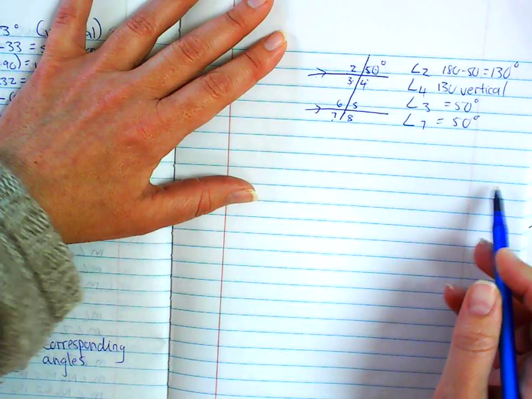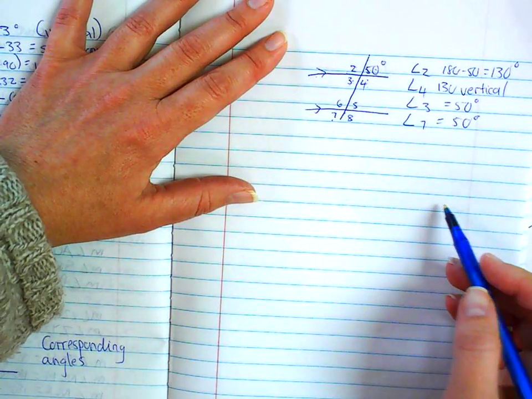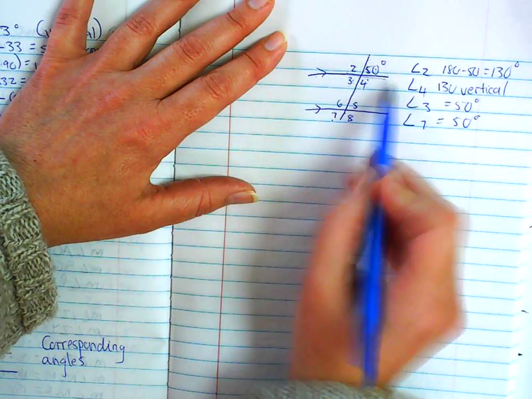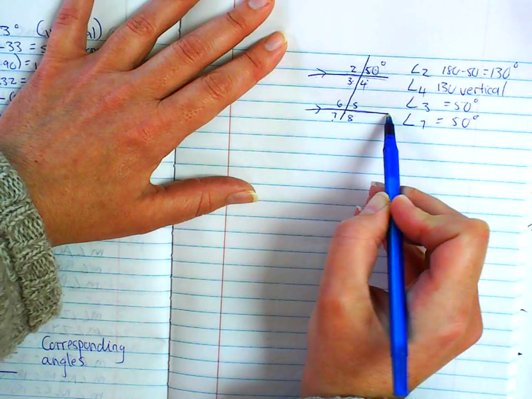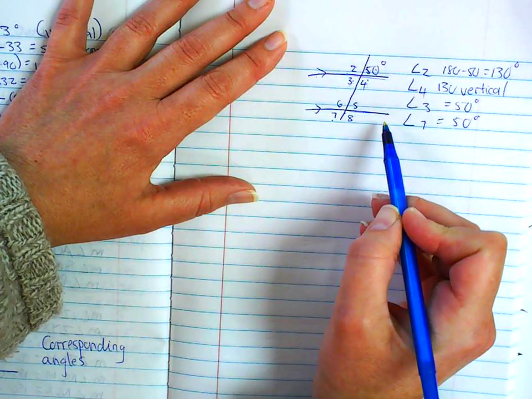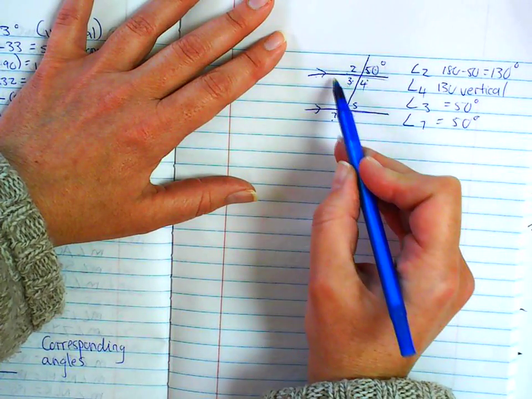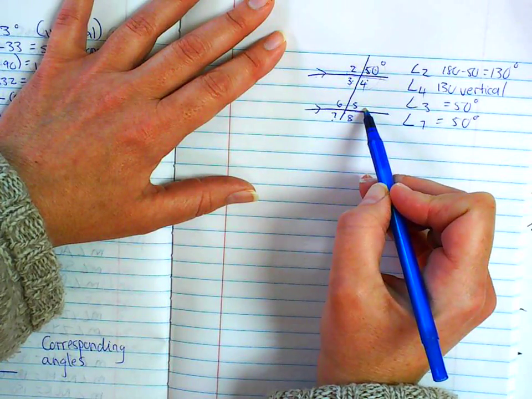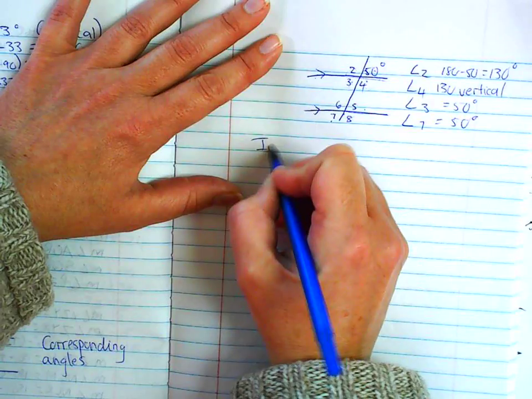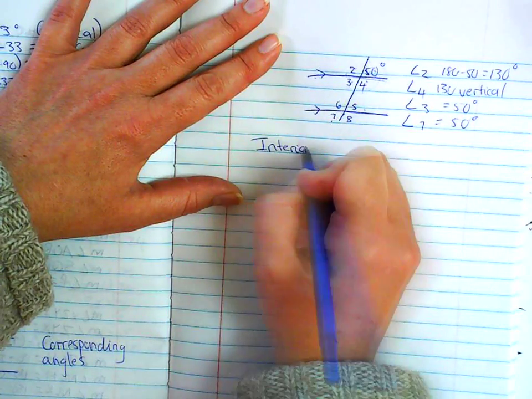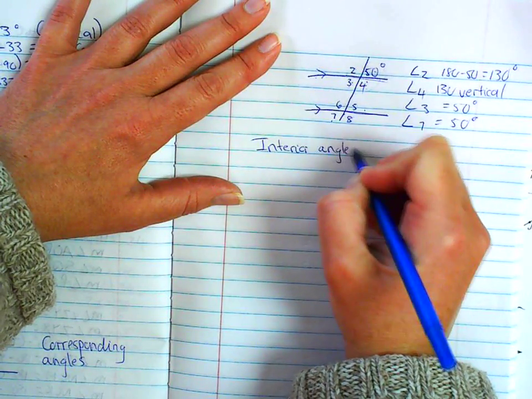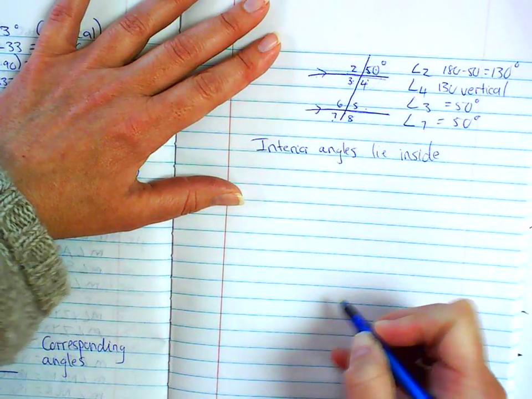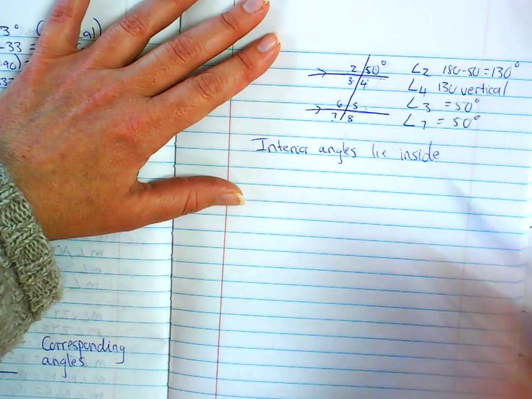The other angles that you're supposed to know about are interior angles. Now, if this is my parallel lines, then the angles that lie inside it are interior. So 3 and 4, interior. 6 and 5, interior angles. So interior angles lie inside the parallel lines. Okay? And here's what you need to know.